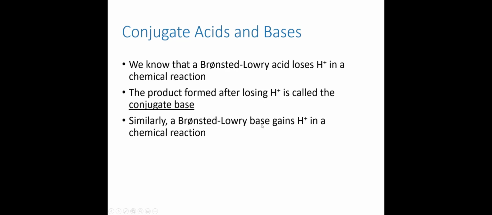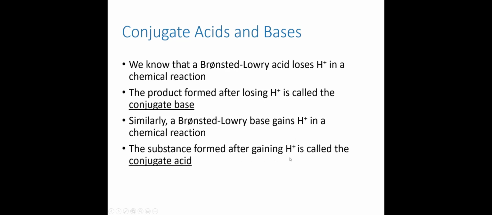So a Brønsted-Lowry base gains a proton in a chemical reaction, and the substance that's formed after it's gained that proton is called the conjugate acid. Again, that's because if the reaction were to go backwards, instead of gaining the H+, it would be losing the H+. It would be acting as an acid. So let's see these terms in context.